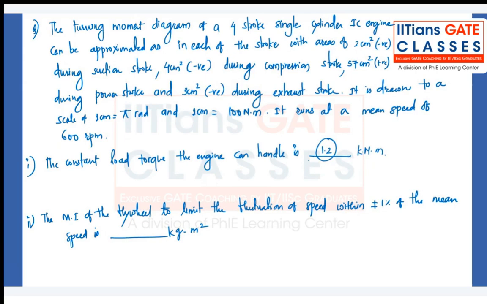Now, second question: the moment of inertia of the flywheel to limit the fluctuation of the speed within plus or minus 1%. Plus or minus 1% means plus side 1%, minus side 1%, so it is 2% in total. So CS will be 0.02. I have given you the hint. With this hint, you can proceed and tell me the answer quickly.